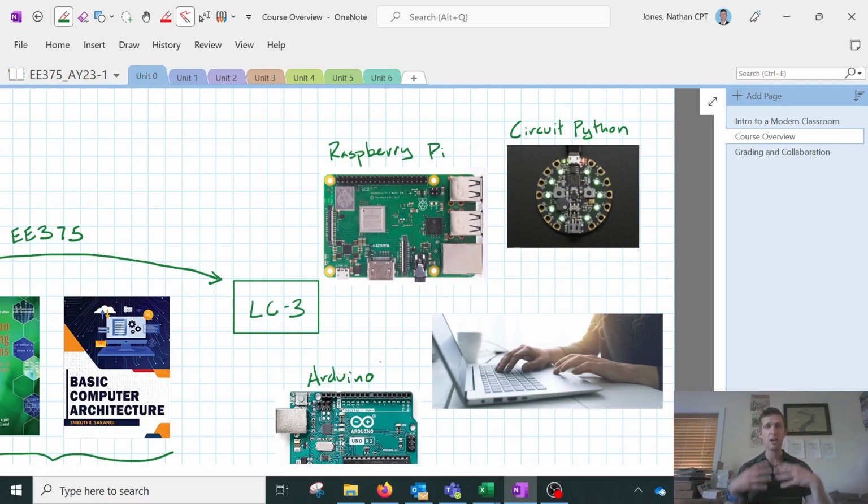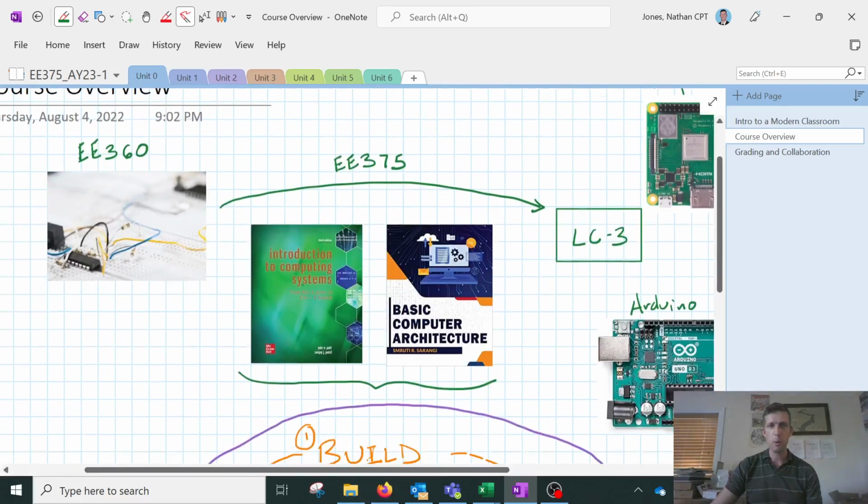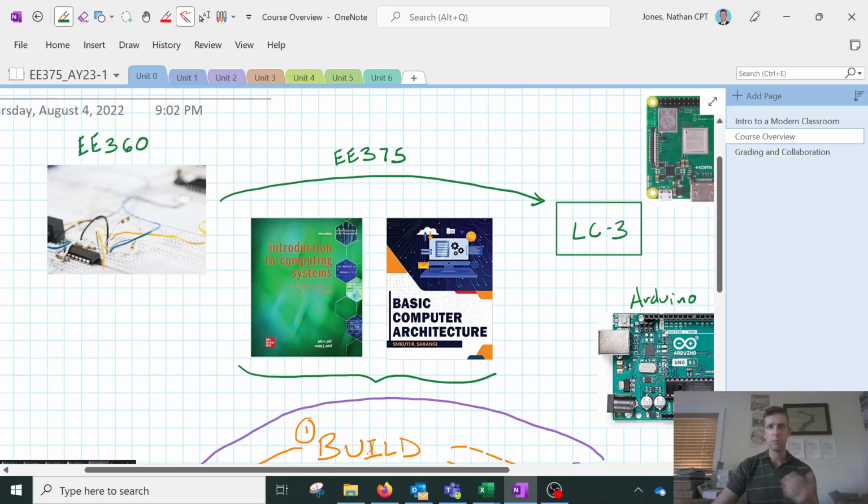I want you to be familiar with them because you might actually end up using these devices in a capstone project, or later on in your lives to play around with. I feel like one of the biggest ways this class can assist you is to help you understand what these devices are truly capable of and how they operate. For part of the course, we're going to use a second textbook called Basic Computer Architecture. I'll show you a little later how to get access to that.